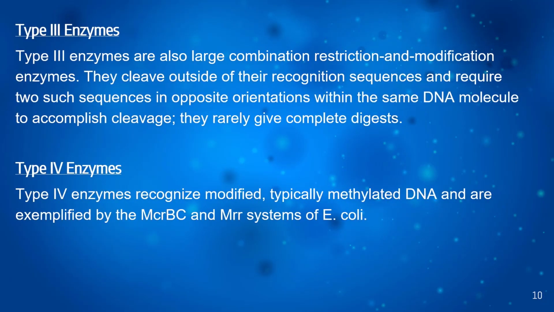Now, type 3 enzymes. Type 3 enzymes are also large combination restriction and modification enzymes. They cleave outside their recognition sequences and require such sequences in opposite orientations within the same DNA molecule to accomplish cleavage. They rarely give complete digestion. Type 4 enzymes. Type 4 enzymes recognize modified, typically methylated DNA, and are exemplified by the McrBC or Mrr systems of E. coli.